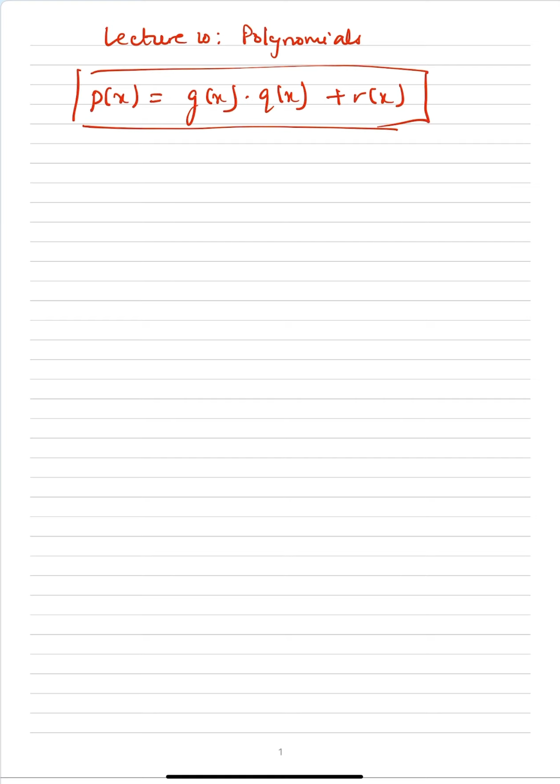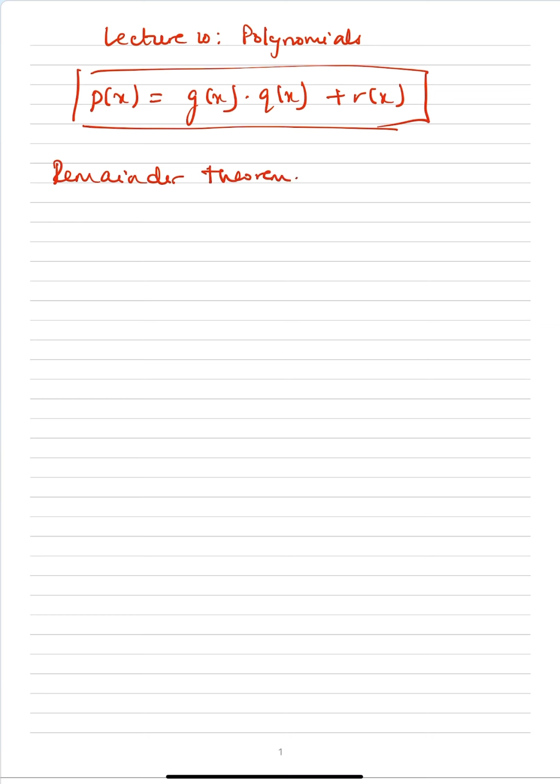In the last lecture we had done division of polynomials. We'll just recall it. That was nothing but a polynomial p of x, if it is divided by a polynomial g of x, then this is the form of the division of a polynomial. Correct? r of x is the remainder and q of x is the quotient. Now we will do the remainder theorem.